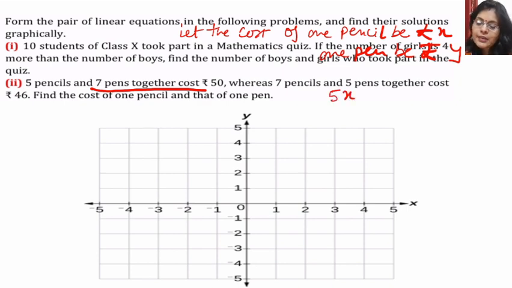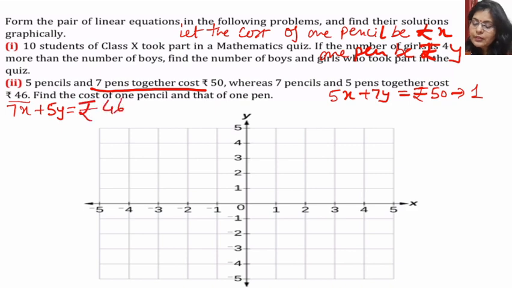And seven pens means 7y. Cost together rupees 50. This is our first equation. Now the next equation is 7 pencils and 5 pens. 7 pencils means 7x. 5 pens is equal to, what do you get? Rupees 46. This is our second equation.